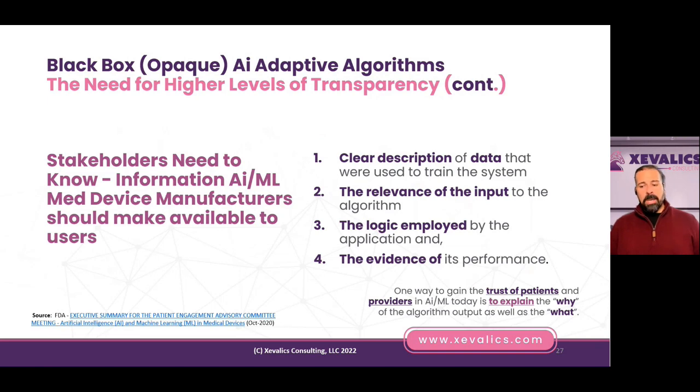One way to gain the trust of patients and providers in AI machine learning today is to explain the why of the algorithm output as well as the what. And here we can extrapolate this to computer system validation, to the life science industry, because as we start adopting this new technology, we should provide this level of detail to our stakeholders, whether it's our end users within our company, or external stakeholders like regulators or our immediate customers.